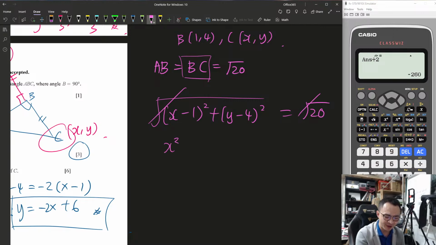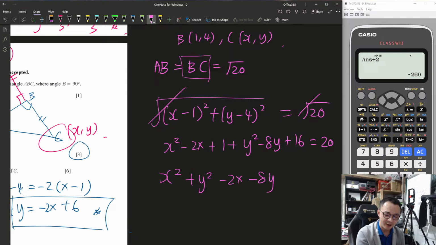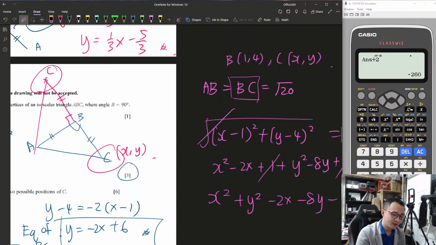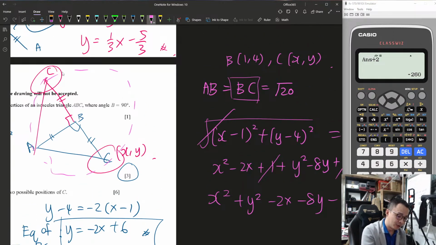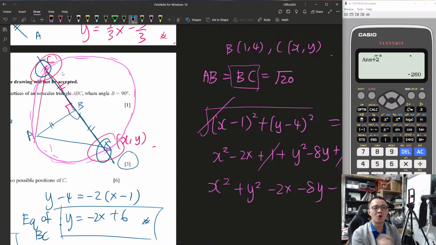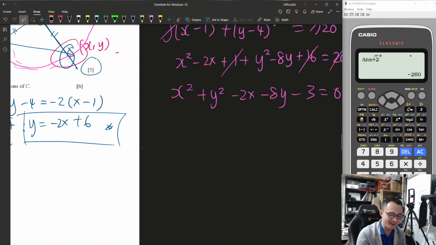Here I should have something like x squared minus 2x plus 1 plus y squared minus 8y plus 16 equals 20. I'm going to rearrange this equation: x squared plus y squared minus 2x minus 8y minus 3 equals 0. You can simplify it yourself. This one is actually the locus equation of C. I need to intersect it with the equation of BC, then I can get C. Right now this is the locus equation, a circle equation. If I intersect with the equation of BC, I can find both possible coordinates of C.